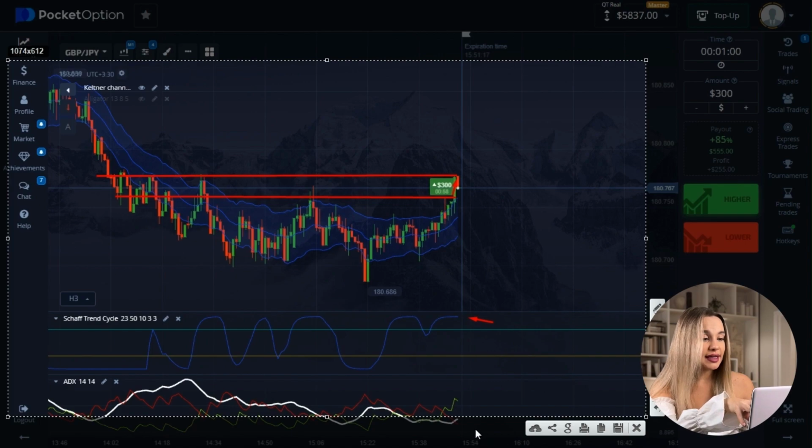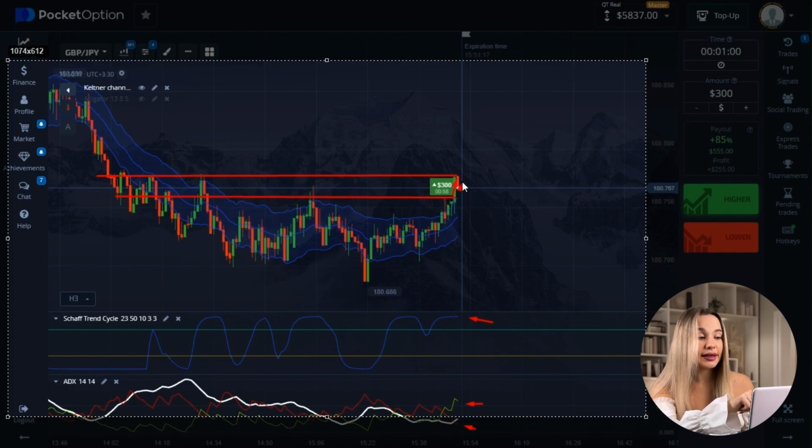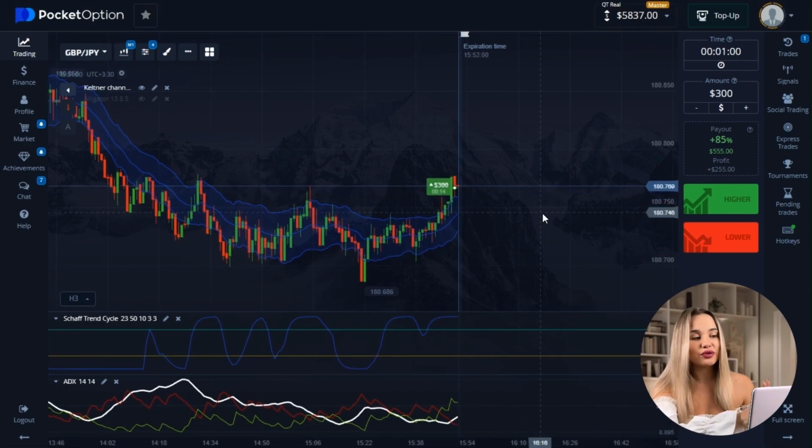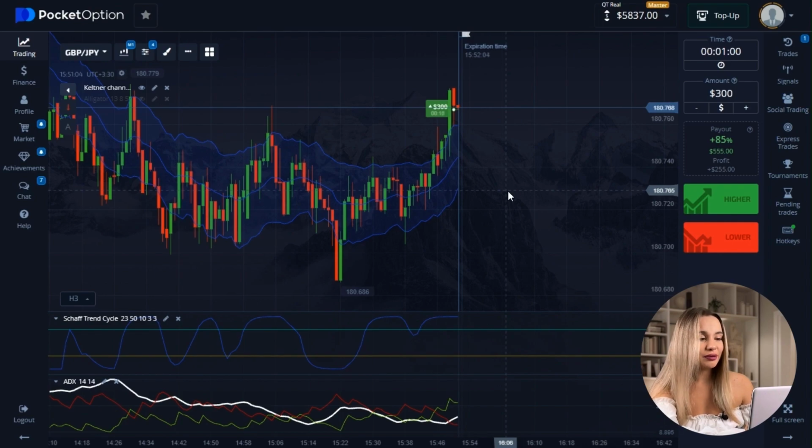Schaff trend cycle stays in the overbought zone. The green and white lines on ADX are also rising, meaning the buyer's strength and trend are increasing. So I view the current drop as a correction, after which I expect a rise, at least back to the second resistance level, if not higher. Both scenarios will bring me profit, so I confidently trade for an increase.